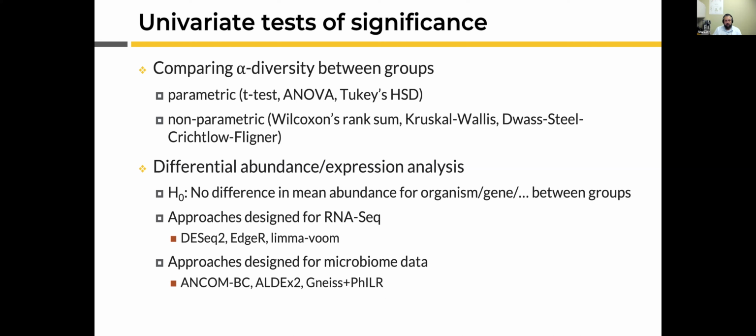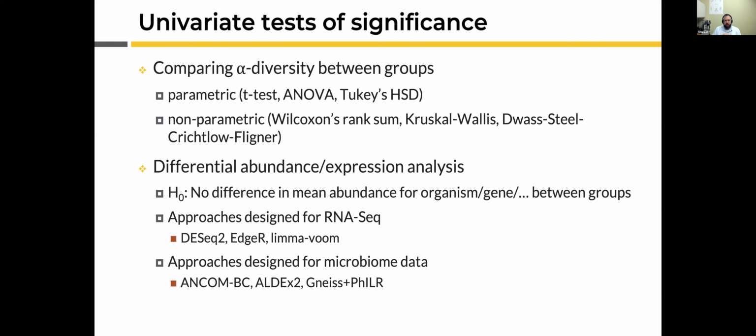It'll tell you whether, if you have more than two groups, there's a significant difference between at least one of the groups. Kruskal-Wallis is the non-parametric version of that. And then Tukey's honestly significant difference test is a post hoc test: if the ANOVA test is significant, you can go back and do pairwise comparisons and see which of the groups are significantly different from each other. And for the non-parametric version of that, the Dunn test can be used.